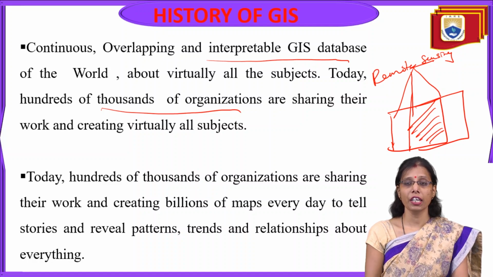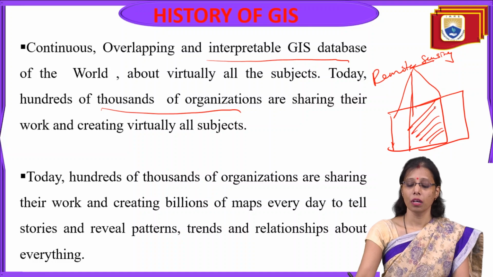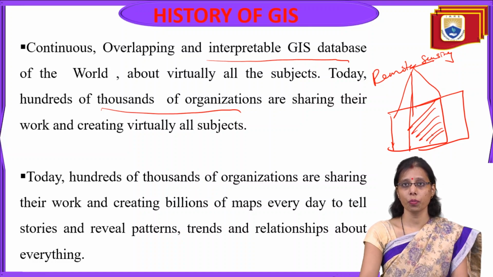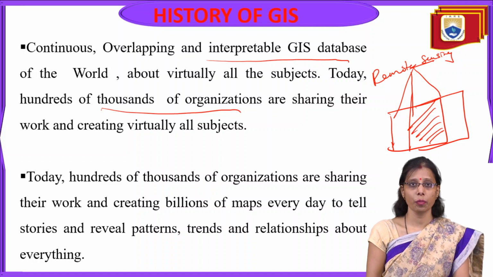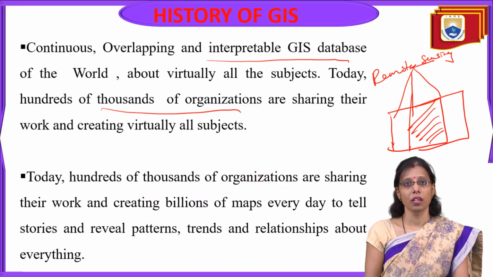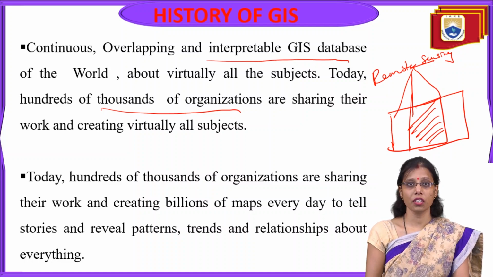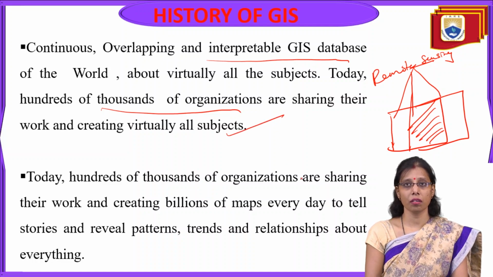So overlapping and interpretable GIS. Interpretable means the information which is in a readable format, right? The map which is shown here, and we are able to read the map language, is called an interpretable GIS database of the world. Now, based on this overlapping and interpretable GIS, nowadays hundreds of thousands of organizations are sharing their work and creating the information virtually for all the subjects. Now we are able to see this GIS in the virtual form, right?